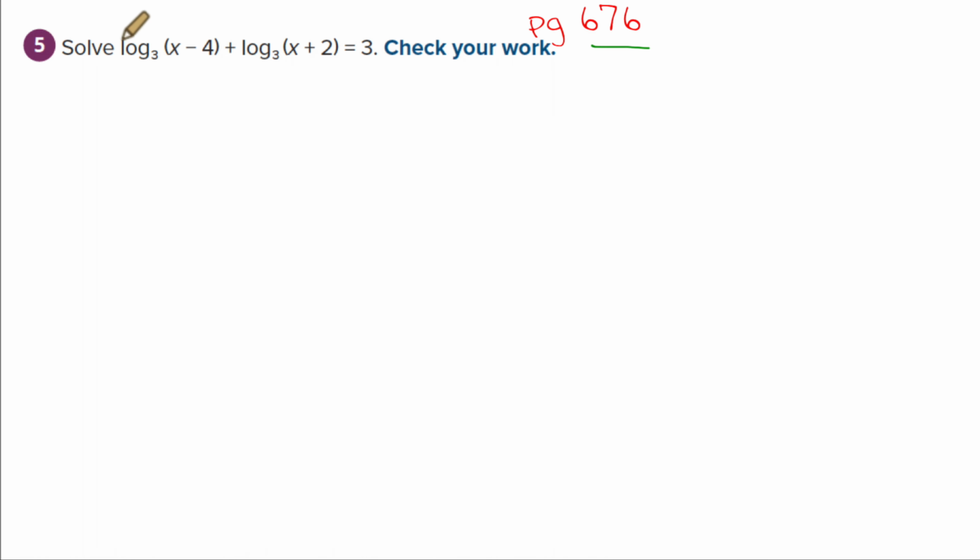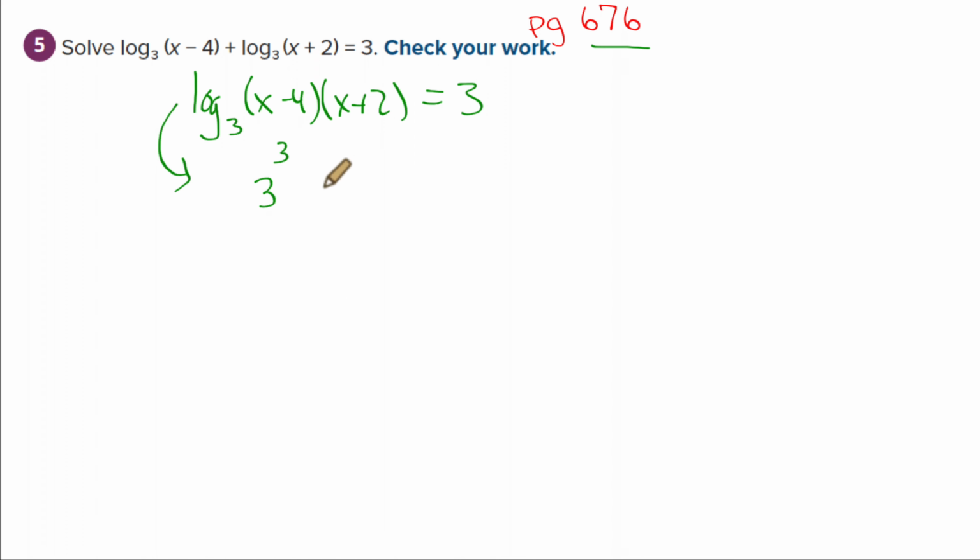I promise you that. So this is number 5. It says log base 3 of x minus 4 plus log base 3. Notice how it's the same log there. So using my properties, because we're adding, I can just say that equals log base 3 of x minus 4 times x plus 2, right? So I can just condense those logs together, and this all equals just 3. Okay, so now I can rewrite this in exponential form. That's what I would do. So 3 to the third power, we'll write it like that, equals, and then the argument here, which is x minus 4 times x plus 2.